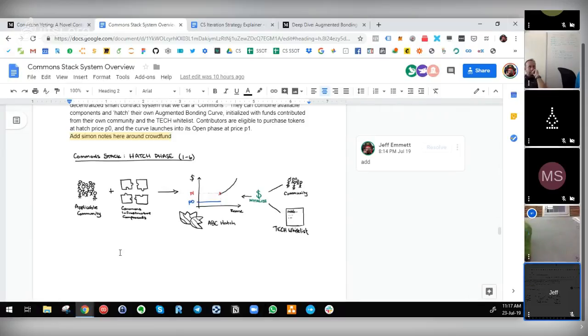The hatch funds the funding pool and the collateral pool. So theta goes into the funding pool, 1 minus theta goes into the collateral. When people are buying tokens, they have a price of P0. This is not on the bonding curve.